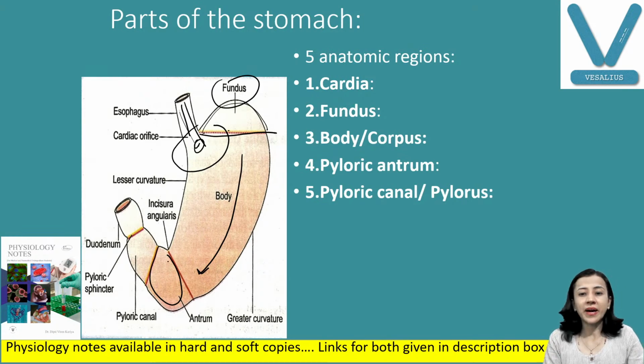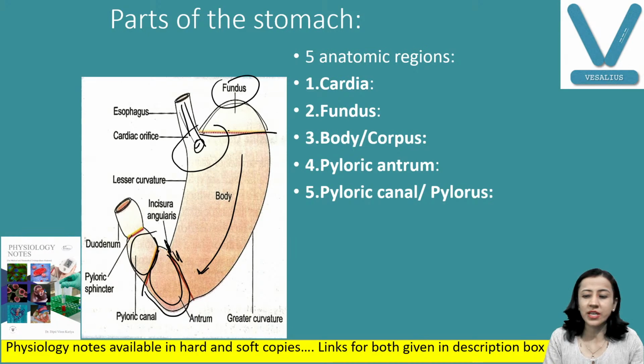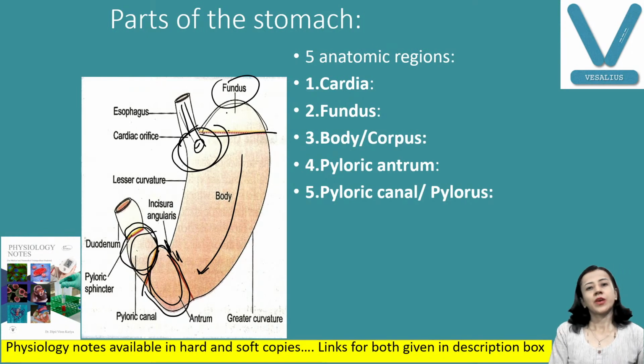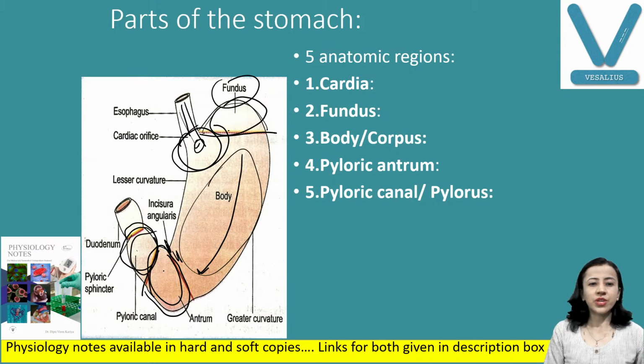Okay, the pyloric part again has 2 parts: pyloric antrum and pyloric canal. Here this is. The pyloric antrum part extends from the incisura angularis here to the pyloric canal. This part is the pyloric antrum, and the remaining distal part after the pyloric antrum is the pyloric canal. I repeat: cardia part, fundus, body or corpus, pyloric antrum and pyloric canal.